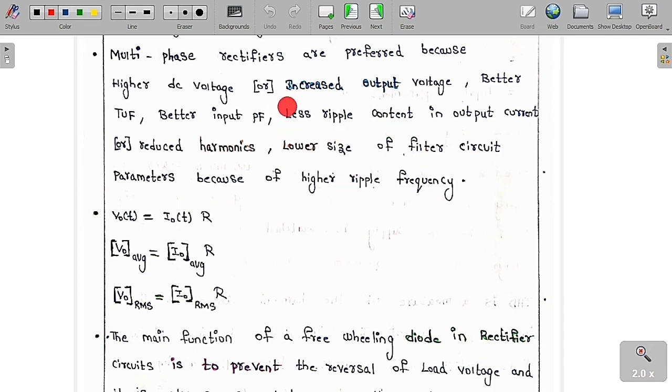So with the help of multiple phase rectifiers, there are many advantages: increased output voltage, better transformer utilization factor, better input power factor, and less ripple content in the output current. With less ripple content, harmonics are also lesser, and a lower size of filter is required because of the higher ripple frequency.